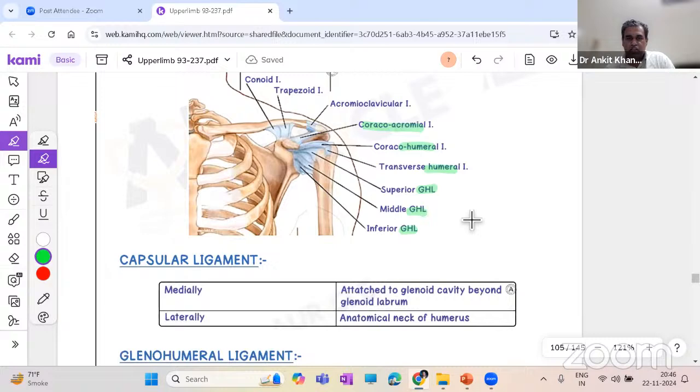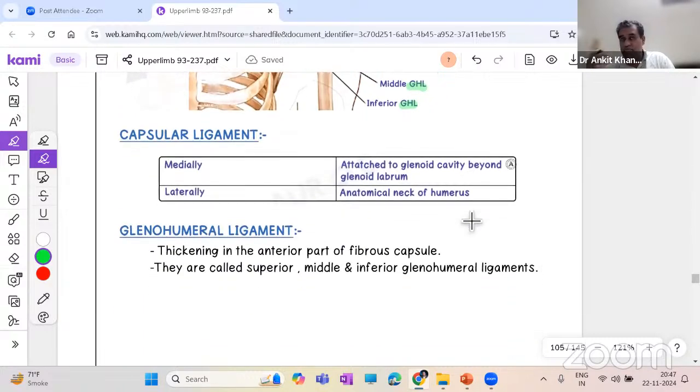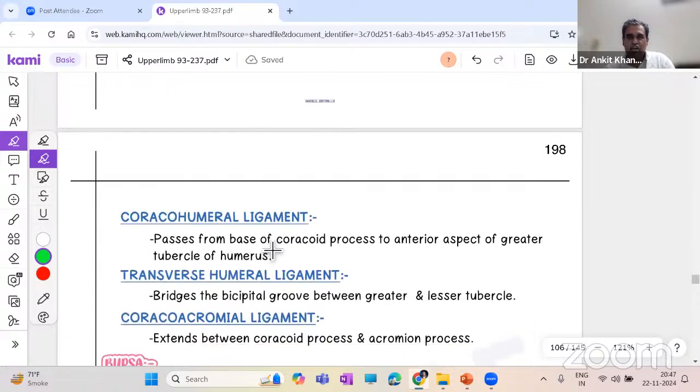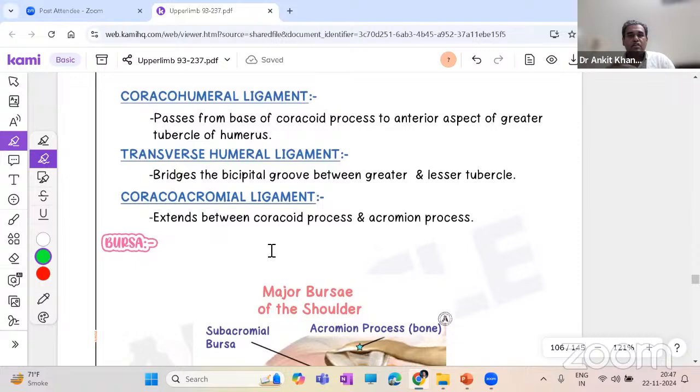Okay. Then you have capsular ligaments, where the capsular ligament is nothing but the capsule that is covering the joint. So you have the capsule which is attached medially to the glenoid cavity and laterally to the humerus. Then one line about these ligaments: glenohumeral ligaments, you can write coracohumeral, transverse humeral, coracoacromial. So all these ligaments you've seen in the image, you can write.